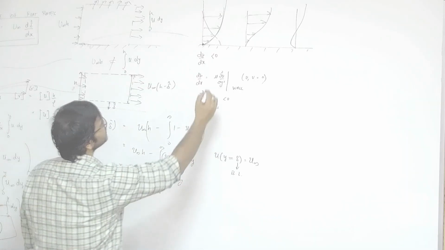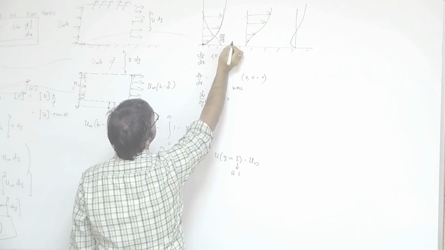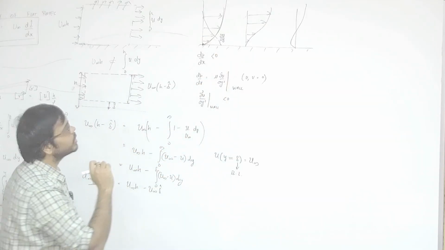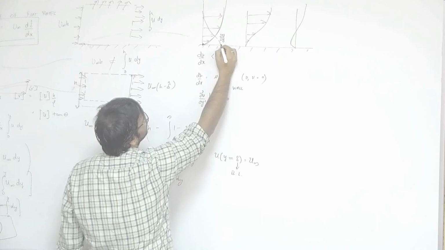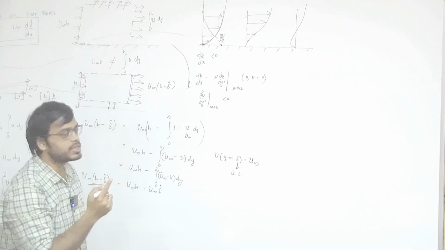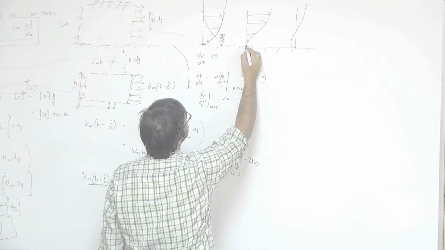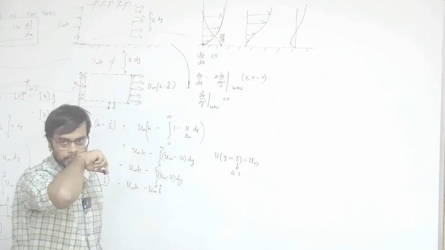This is how del u by del y will look, and notice I have not made the gradient of del u by del y 0 here. That occurs when your dp dx is 0.